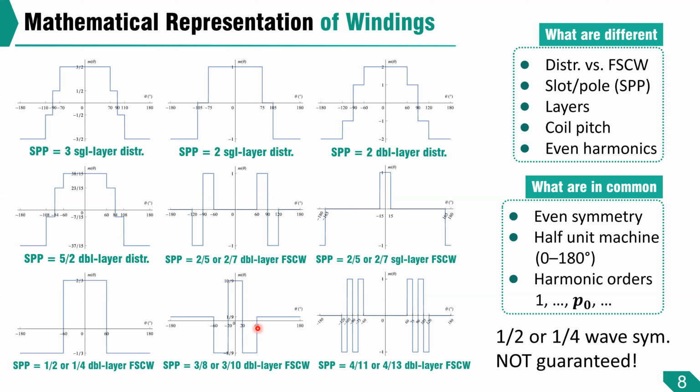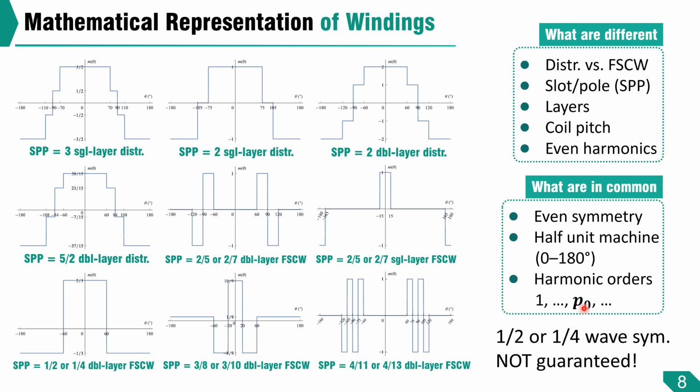Although they are so different, they all have something in common. They all have even symmetry when you shape them horizontally, so that the vertical axis is the axis of symmetry. And due to this, only half the unit machine, the right half, is sufficient for a complete representation. We call the harmonic orders by integers starting from 1, and P0 will be the working harmonic.